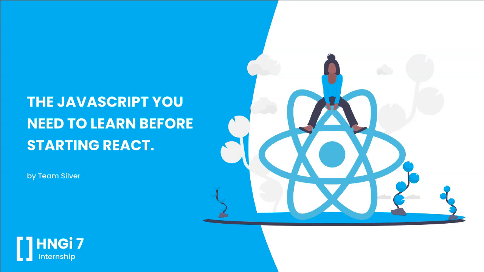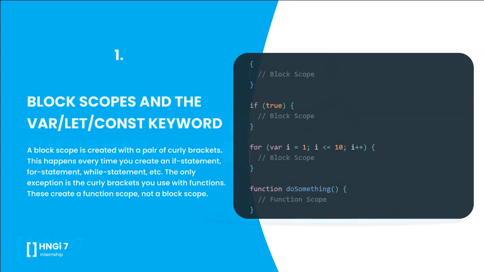So let's get to the first one, which is the block scope and the var, let, const keywords. A block scope is simply created when you create a pair of curly brackets in JavaScript. So when you create a pair of curly brackets, you have created a block scope within it automatically. The only exception to this is when the curly bracket is for a function.